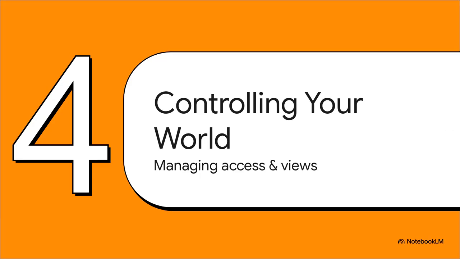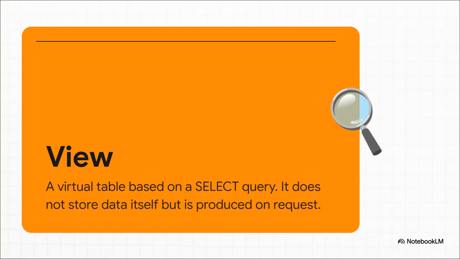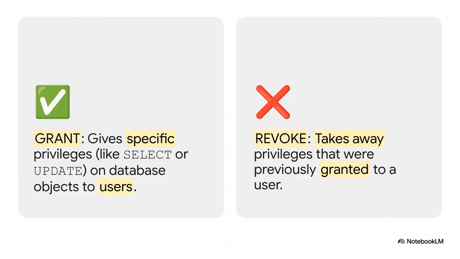So for our last section, we're talking all about control. How can we create simplified, custom views of our data? And maybe more importantly, how do we manage who gets to see or do what with it? A view is just a brilliant idea. It looks and acts exactly like a table, but here's the secret. It isn't one. It's actually just a stored SELECT query. This is amazing for simplifying really complicated queries into a single object, or for security, like restricting access to only certain columns or rows.